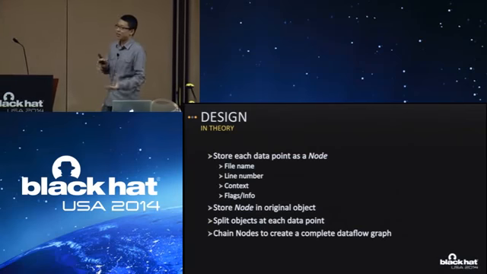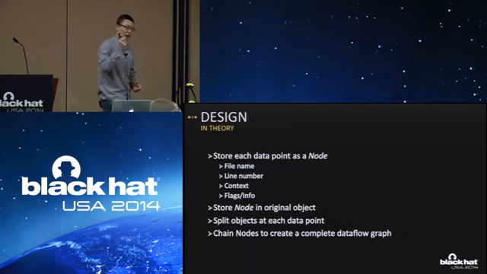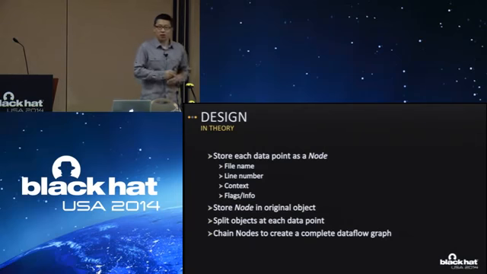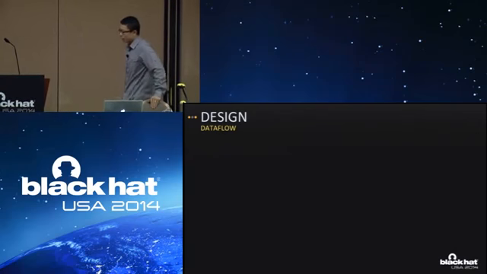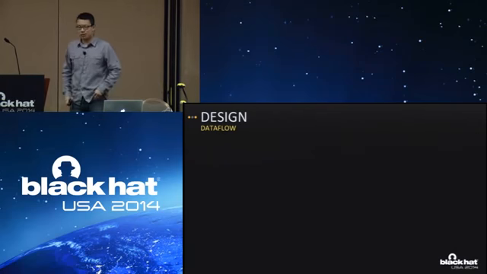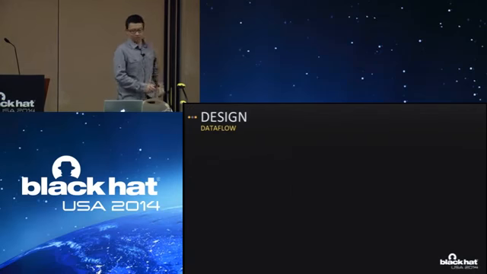And then at the end of the day, you want to chain all the nodes together to create a complete data flow graph so that you know exactly how your tainted data traverses in your system. So let's talk about data flow. I talk a lot about data flow, data flow, data flow. So what does that mean? What do we want to get exactly in a data flow?